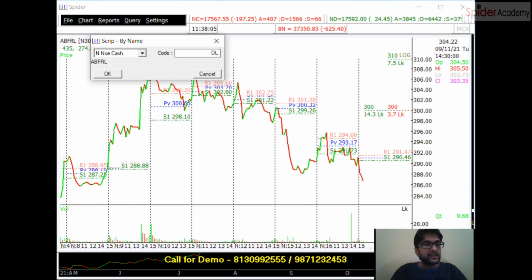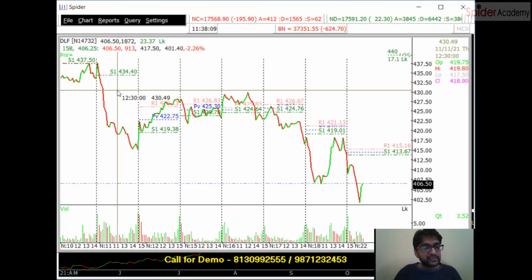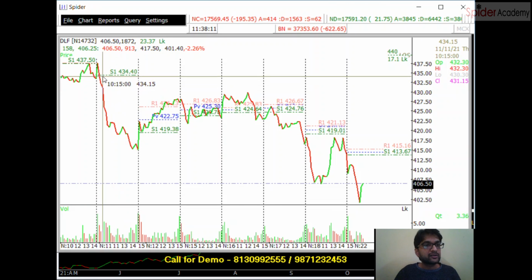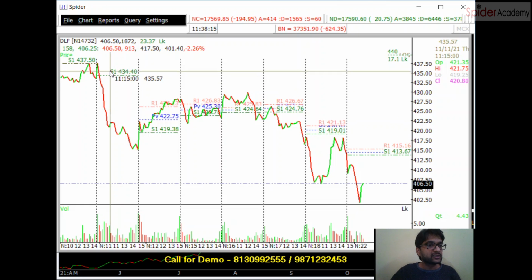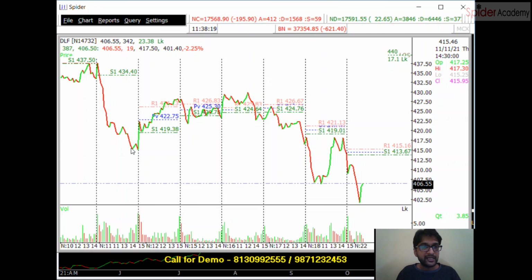Let's take another example, like DLF on 11th of November. Again S1 and R1 overlapped each other at the same time, and the momentum is very high at that time, right? So that is the basic concept which we are taking for the narrow CPR range, the narrow central pivot range.